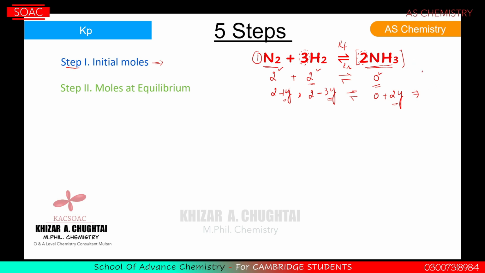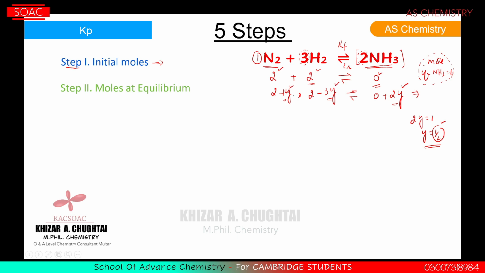So if the mole of NH3 is equal to 1, it means that 2y is equal to 1 and y will be equal to 1 by 2. I mean, this value will be given to you, so you can find the value of y, that is 1 by 2. So put the value of y, 1 by 2, over here.